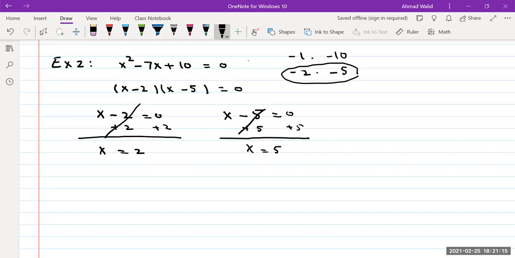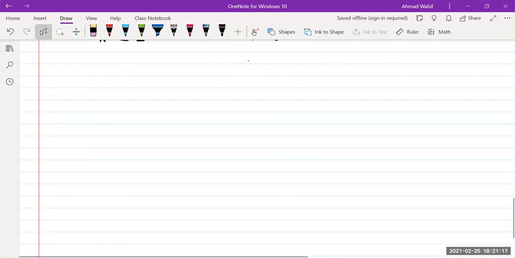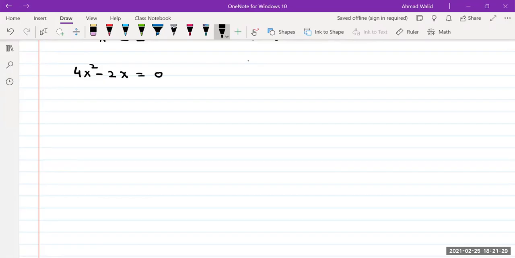Let's do another one. But for all of them, I'm using the factoring method. 4x squared minus 2x equals 0.